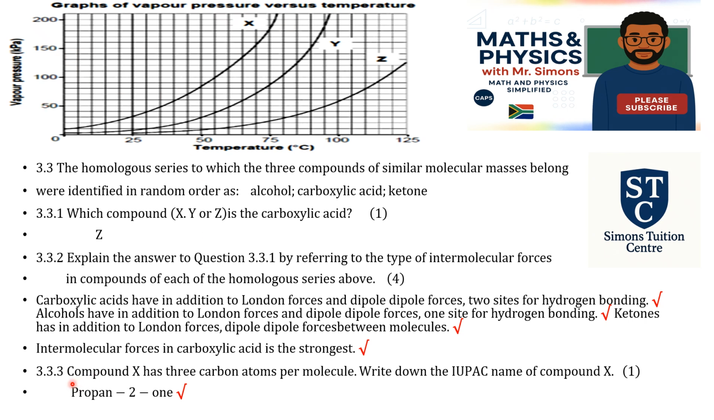So 3.3.3, compound X has 3 carbon atoms per molecule. Write down the IUPAC name of compound X. So if X there is a ketone and it has 3 carbons, which go with prop, then therefore it is propan-2-one. Alright, it's a ketone with 3 carbons.